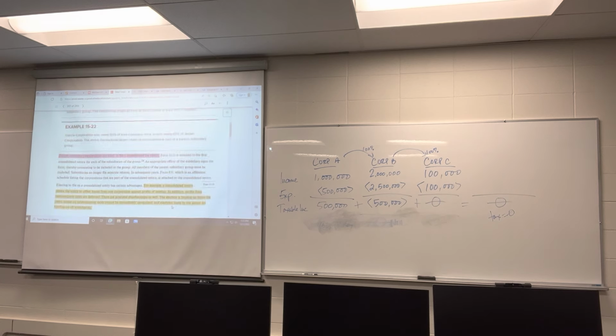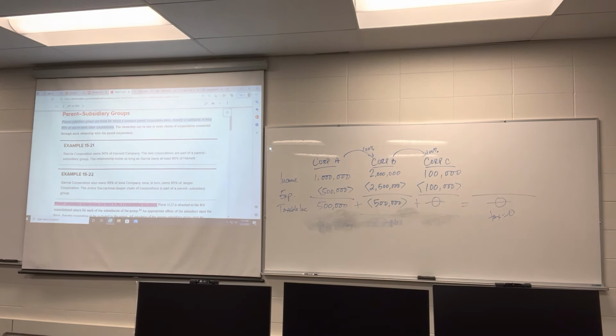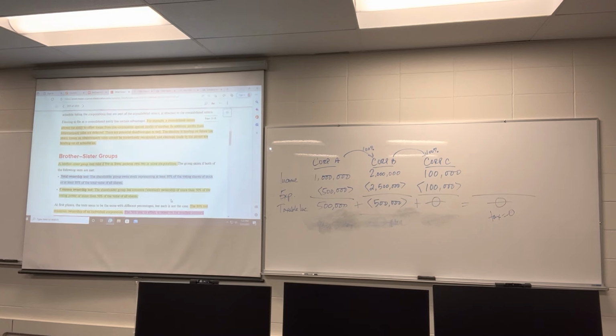Okay, 80% is the magic number here. So here, that one's an easy one. Garcia Corporation owns 95% of Iona. Iona owns 85% of Jasper. The entire chain of corporations is part of a parent subsidiary group. They can file a consolidated return. Obviously, they're not going to claim 5% of Iona's income and expenses or 15% of Jasper Corporation's.